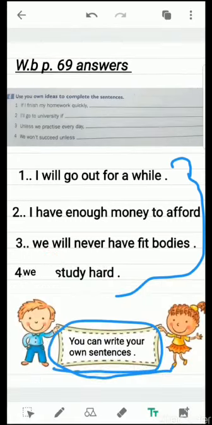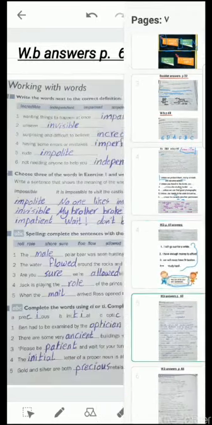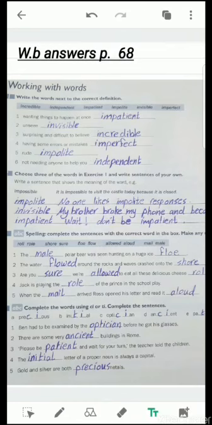Okay, the next one, we have the answers to the working with words in our workbook, page 68. Working with words, page 68. Be careful. These are the answers.